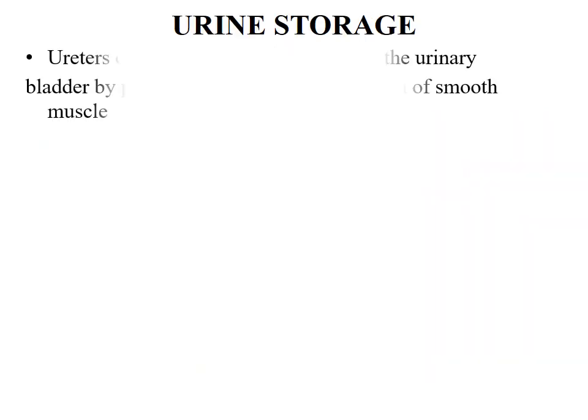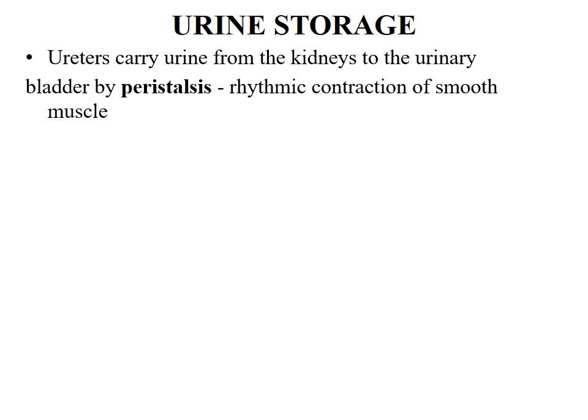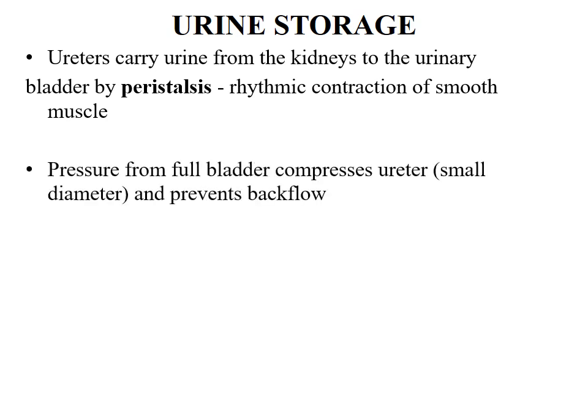Urine storage. Ureters carry urine from the kidney to the urinary bladder by the process of peristalsis, or rhythmic contraction of the smooth muscles. Pressure from the full bladder compresses the ureter and prevents backflow.